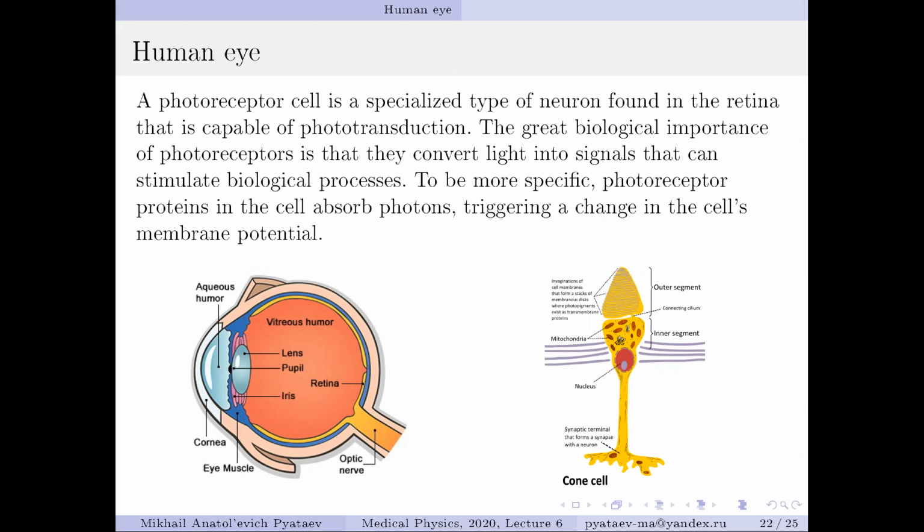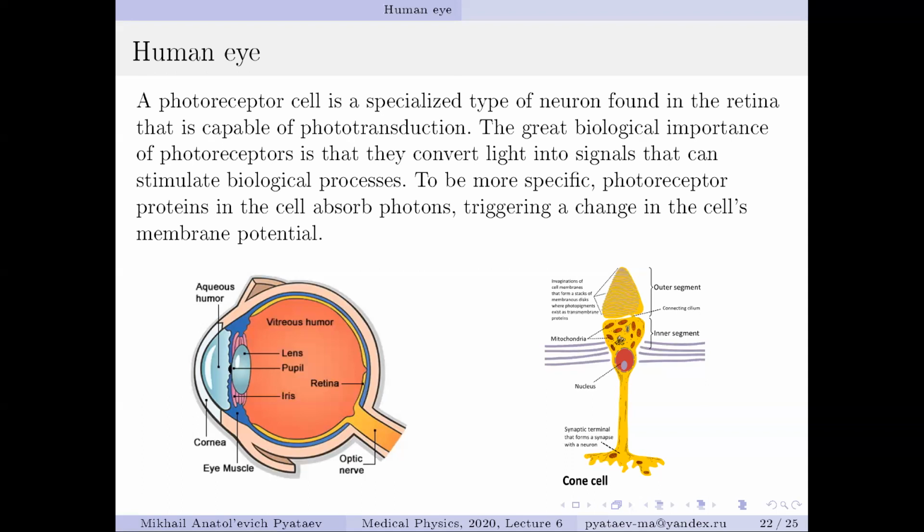There are two basic groups of cells in our retina. The first group is called rod cells. They are responsible for black and white vision of high resolution and high sensitivity. So rods are much more sensitive than cones, and they allow one to see smaller details than cones.